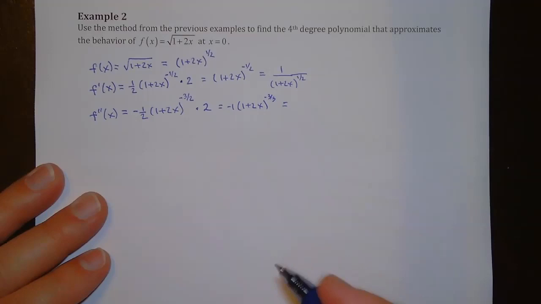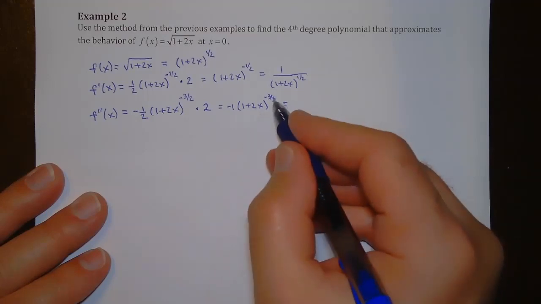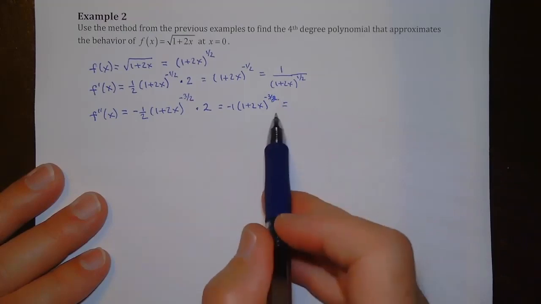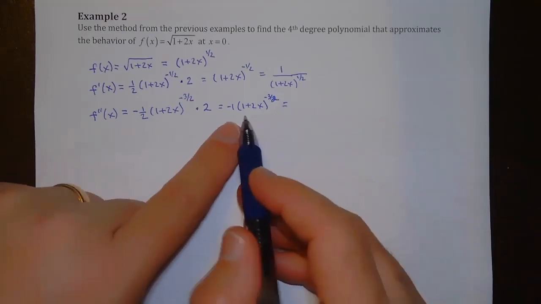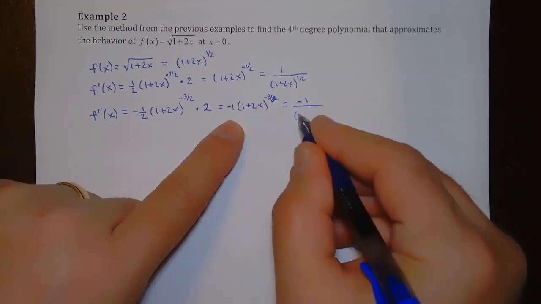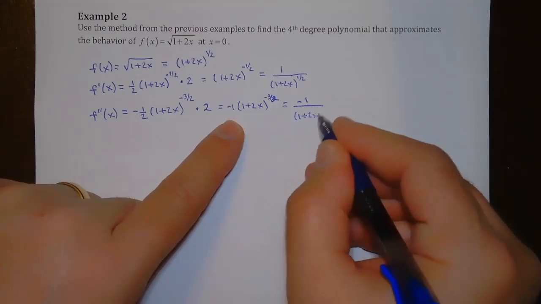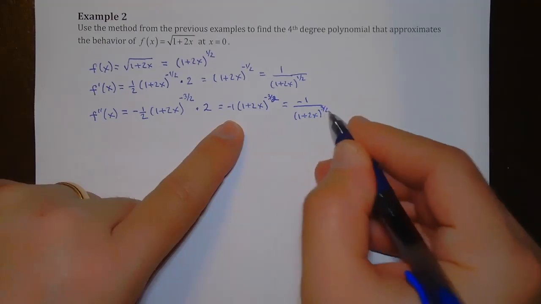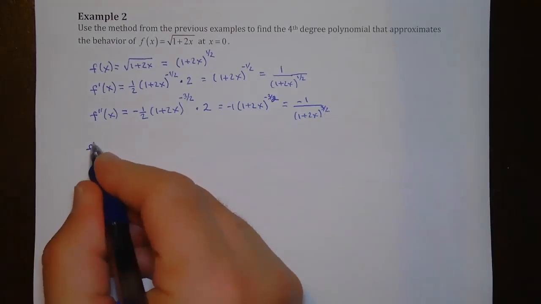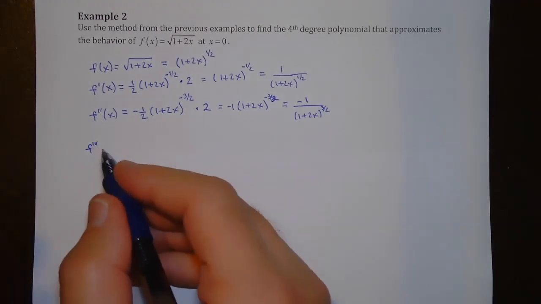For putting values in, it'd be easier if... I wrote that wrong. Negative 3 halves, right? Okay. So then this becomes a negative 1 over 1 plus 2x raised to the 3 halves power. Okay, 2 more derivatives, right? So we need to do the third derivative.